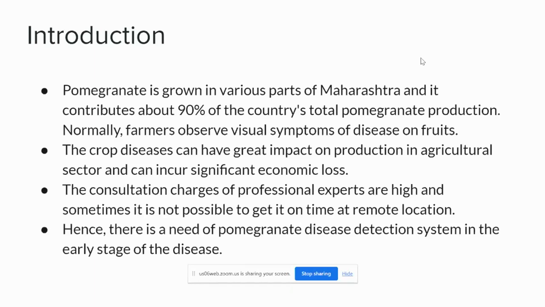Farmers observe the visual symptoms by the naked eye, to see where the diseases are present and which fruits are not affected. For detection and prevention of these diseases, farmers also require the help of professional experts. But the consultation charges of such experts are high, and sometimes the farms are located in remote locations. So it is not always possible to get the services on time. So there is a need for an automated system such that the detection of the disease can be done in the early stage.